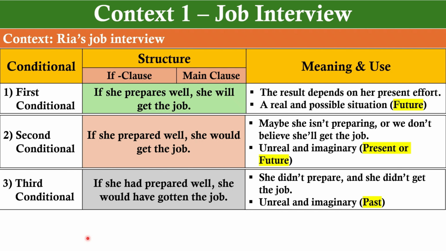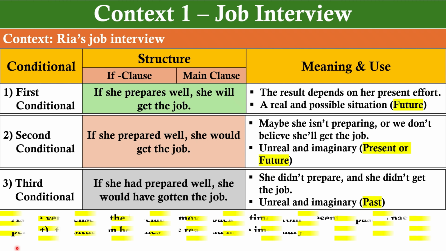Finally, look at the third conditional sentence. If she had prepared well, she would have gotten the job. Here, the interview is already over. She didn't prepare, and she didn't get the job. We are looking back at the past, imagining a different result. If she had prepared well, she would have gotten the job. In reality, she cannot change what happened. The chance is gone, but she can learn from it for the future. So, the third conditional talks about an unreal past and often expresses regret or reflection.